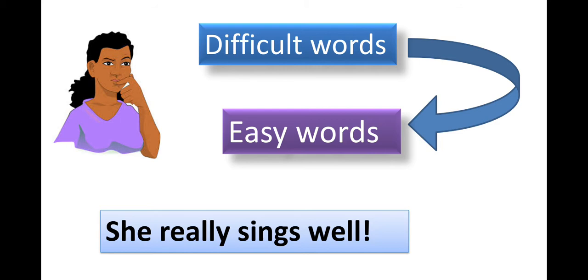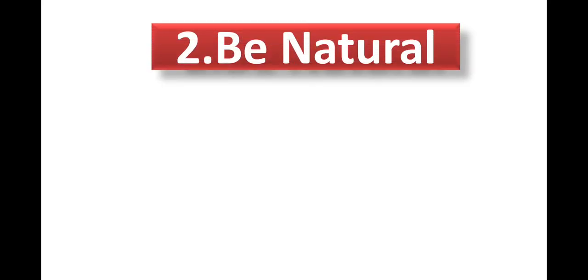That's it. So, if you don't have huge collection of English words, then also you can communicate in English by using simple words. So, you will replace difficult words with easy words. In this way, you will communicate in English. So, this is what ability to communicate is, which you should develop. Alright? So, tip number 2 is be natural.